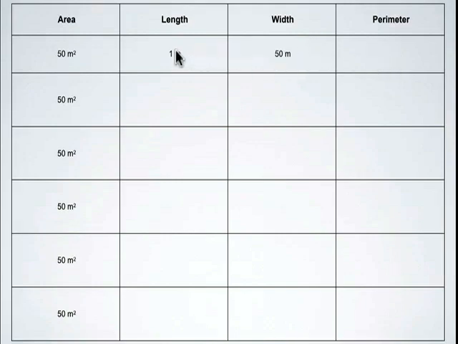The first one we're going to take a look at is when we have a length of 1 meter and a width of 50 meters. Again, 1 times 50 gives us that 50 meters squared, and let's figure out the perimeter for that shape.